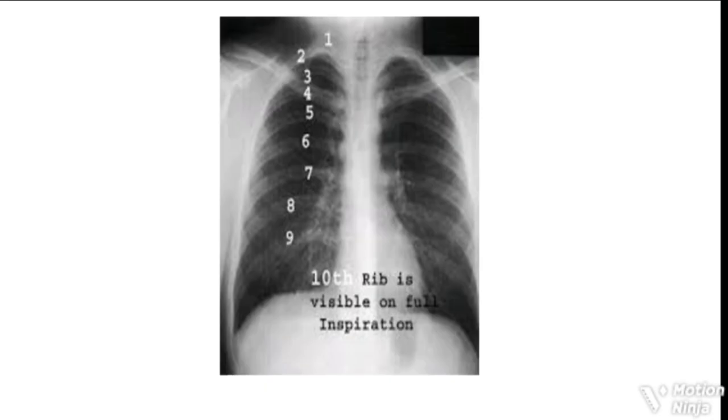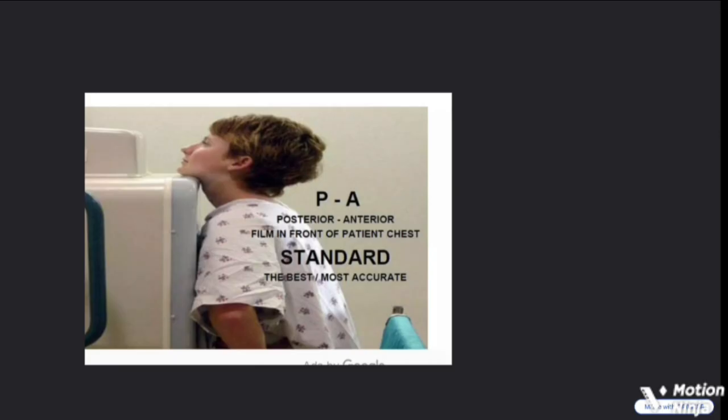Now, coming to whether it is an inspiratory or expiratory film, we prefer an inspiratory film for clear viewing of the lung parenchyma. In a proper inspiratory film, you can see up to the posterior border of the 10th rib as well as up to the anterior border of the fourth, fifth or sixth rib. So, if you can see up to the posterior border of the 10th rib, then you say that it's a proper inspiratory film and you can read it properly.